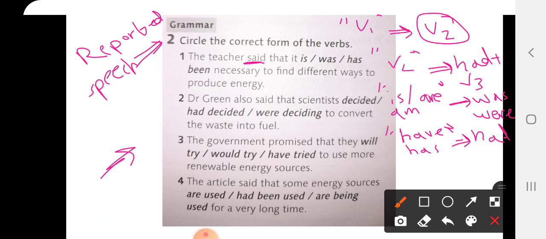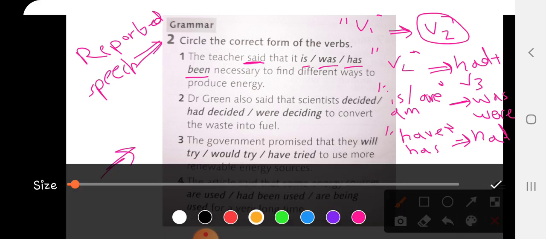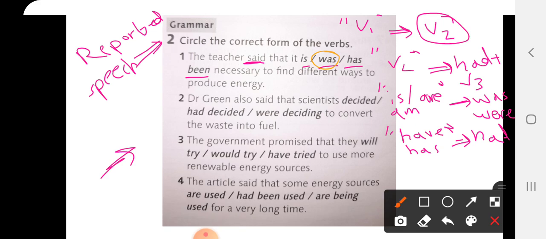That it is, or it was, or has been necessary to find different ways to produce energy. What is the correct one here? Okay, what's the correct one? It must be what? Was. It's the only past tense here, right?